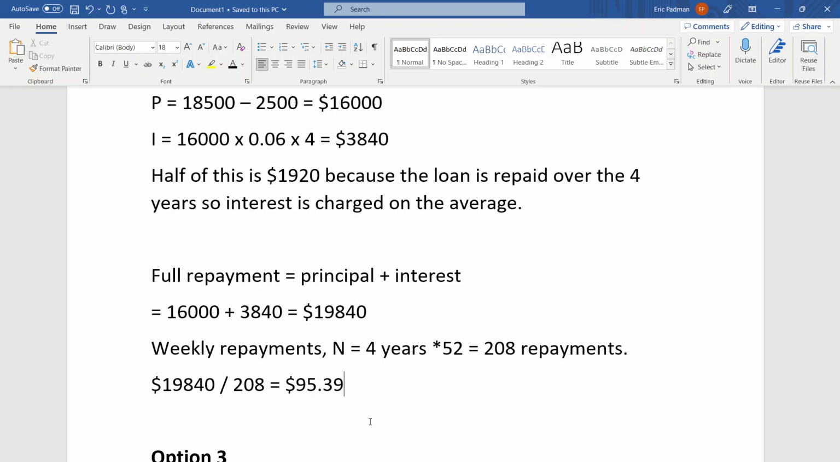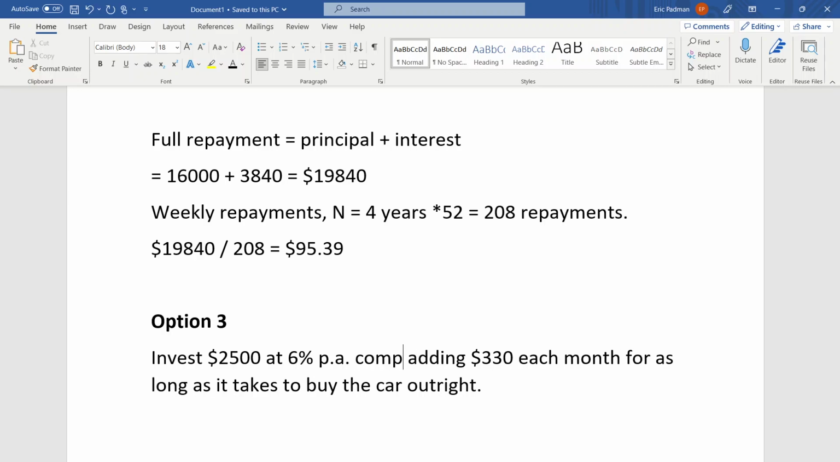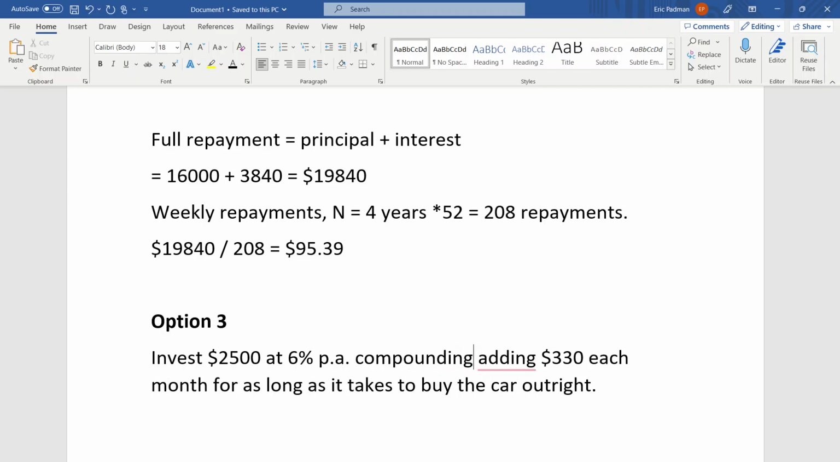All right. Option three. So we're going to put it into a bank account. Now, 6% in a savings account is actually very high in this day and age, but we'll give it a crack anyway. So now this one's compounding monthly. We can actually use our graphics calculator application for this. All right, so let's go do that.